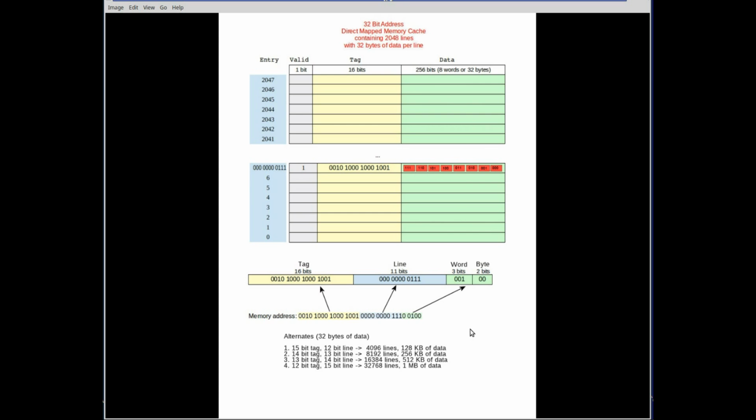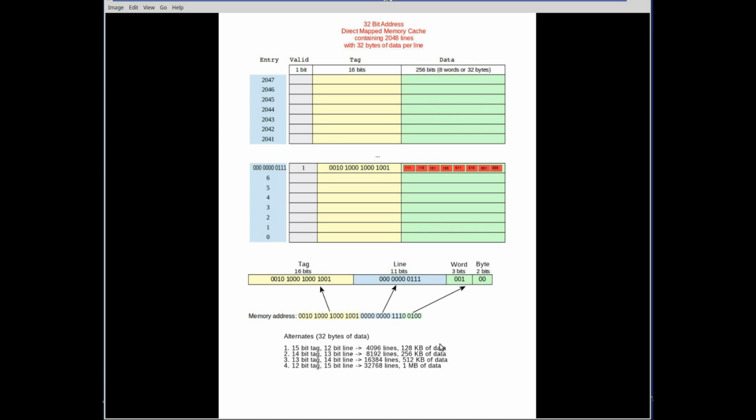If we look at it a little, are these numbers fixed in stone? No, they're not. You could change them. For example, if I had a 15-bit tag and a 12-bit line, so I made the tag slightly smaller and the line bigger, that would mean we could have 4096 lines. The previous one, by the way, was 32 bytes times 2048, or 64K of data in that cache.